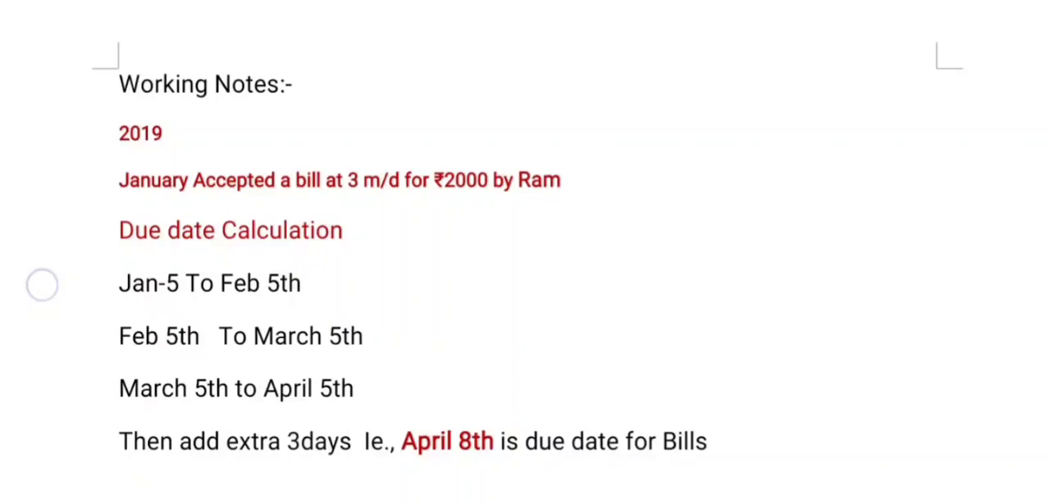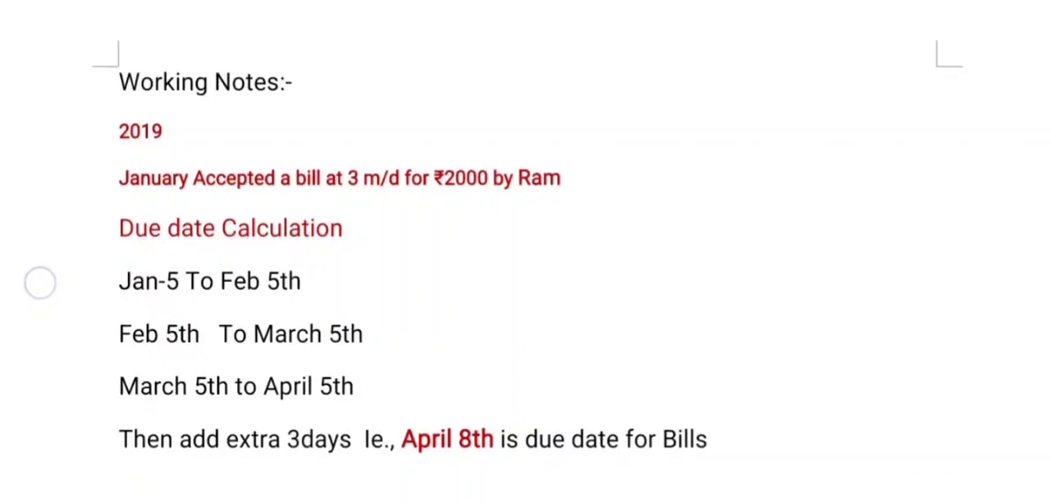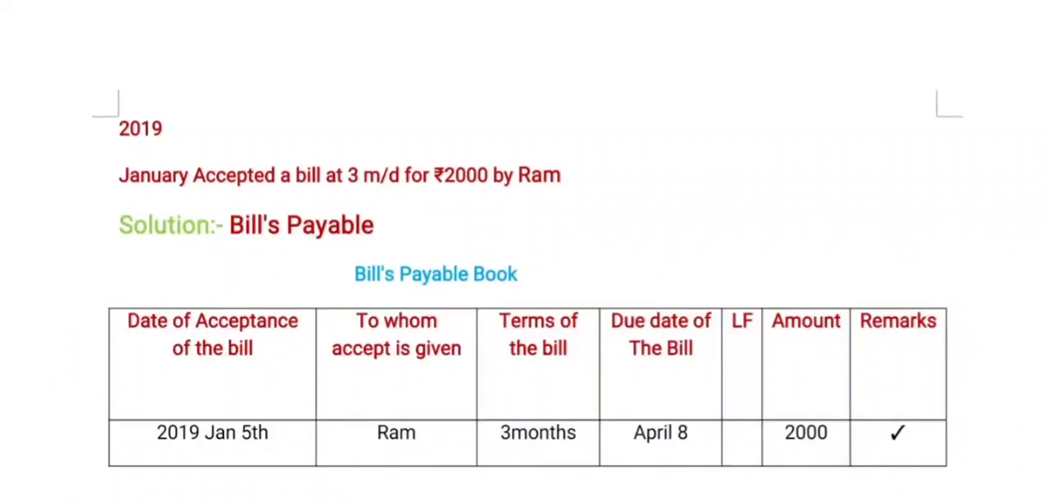It is the actual date, but we add extra 3 days. It is the grace period of the bill. Now it is April 8th, the due date for the bill. This date is recorded in the book. Now coming to the date of the bill, it is 2019 Jan 5th according to the given problem.